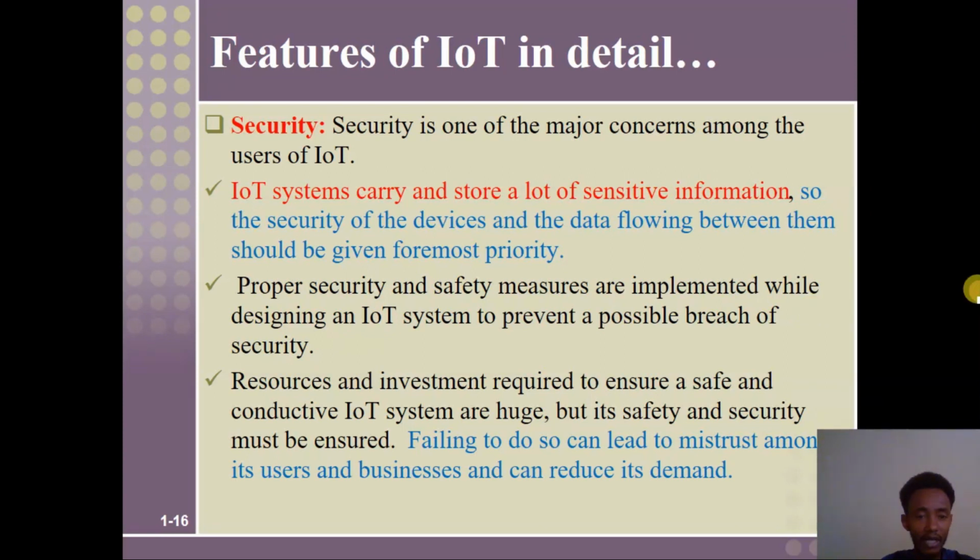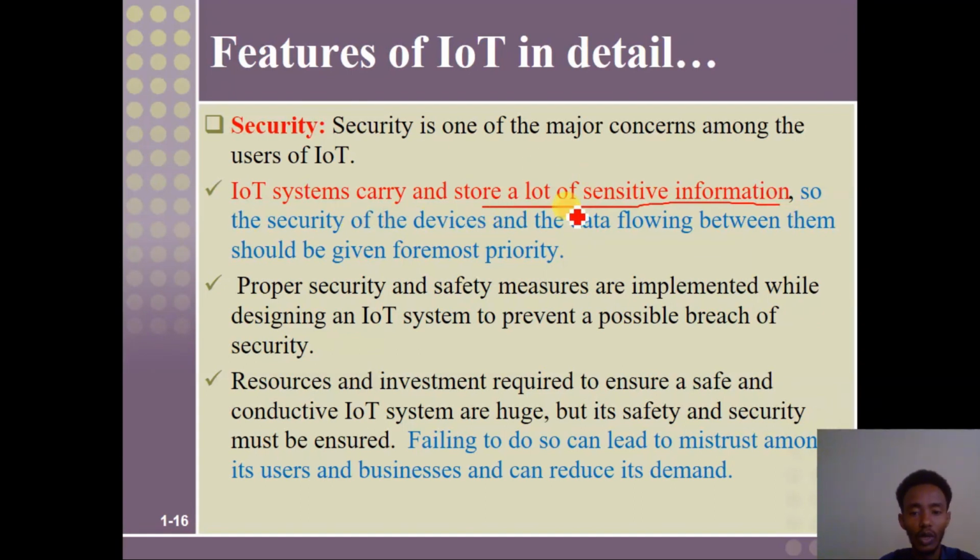Security is one of the major concerns among the users of IoT. It's a very important issue when we consider launching the Internet of Things for one particular organization or firm. Why? Because the company or firm that uses that IoT needs to secure its data. They may have sensitive information that may be hacked by hackers. Such confidential information should be taken into consideration.